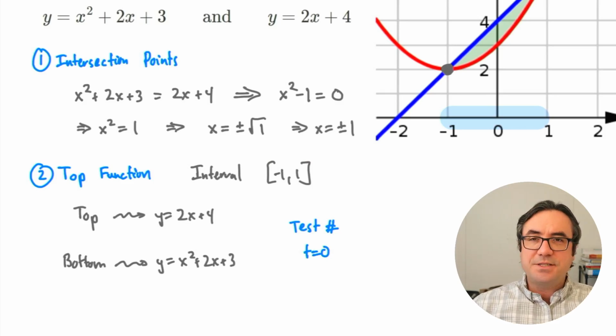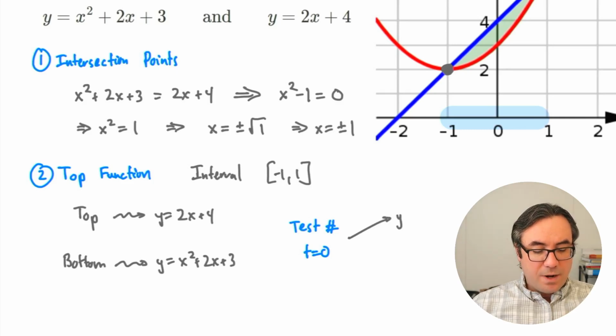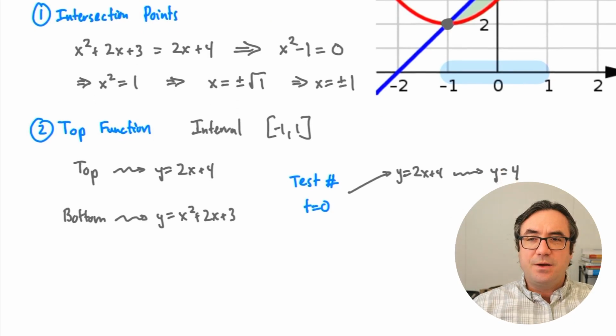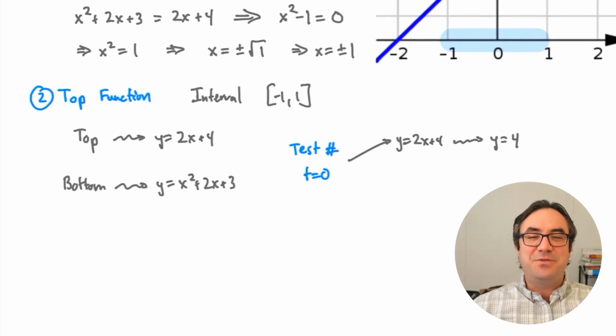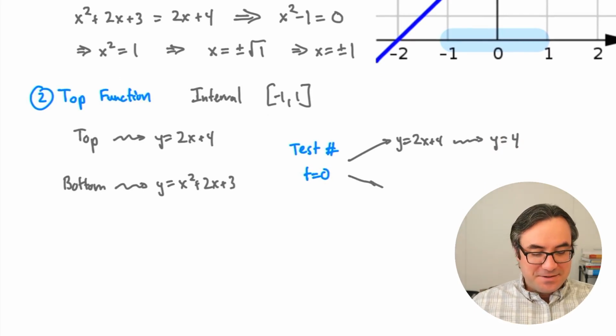And the idea here with a test number is we're just going to plug this into both functions. So we're going to plug it into our y equals 2x plus 4 function. And when we do that, we get y equals 2 times 0, which is 0, plus 4. So we get y equals 4. And then when we plug it into the other function, y equals x squared plus 2x plus 3, well, we're going to get a 0 here, a 0 here, and then plus 3. So we're going to get y equals 3.